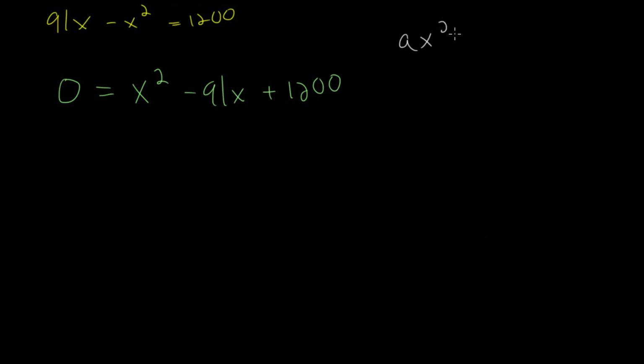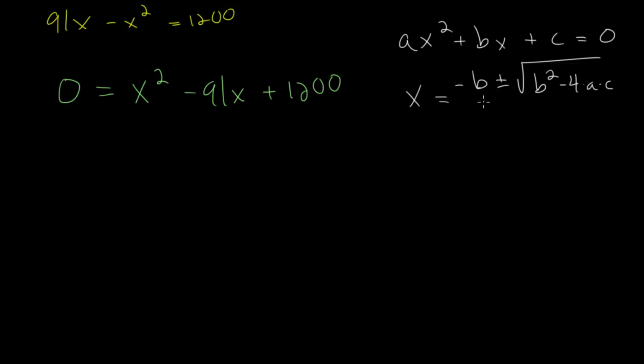And we know for some general quadratic that when we have ax squared plus bx plus c is equal to 0, that we can solve this for x, so that x is the opposite of b plus or minus the square root of b squared minus 4 times a times c, all divided by twice a. And it looks like in our case that a, the coefficient on x squared, is 1, b is negative 91, and c is 1200. So we will get big numbers here, but we can use the calculator to deal with those.